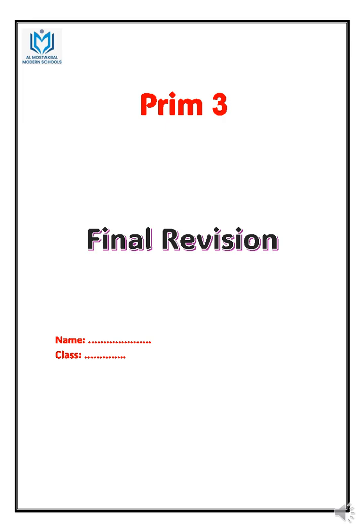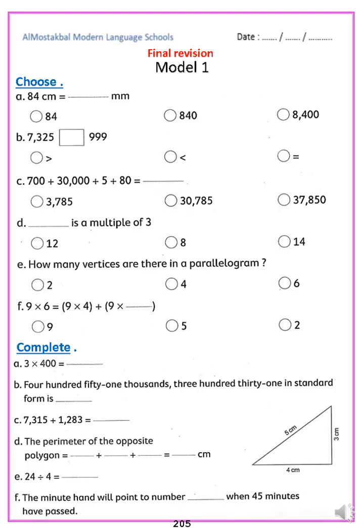Let's start the math revision for grade 3. The first question, 84 centimeters equals what? 1 centimeter equals 10 millimeters. So the answer is 840.